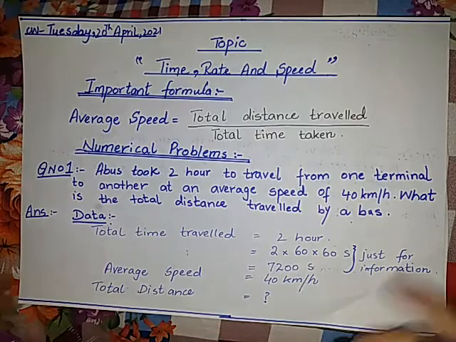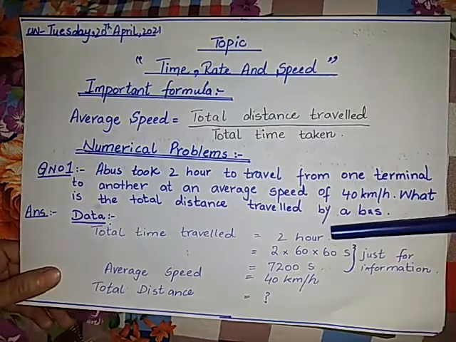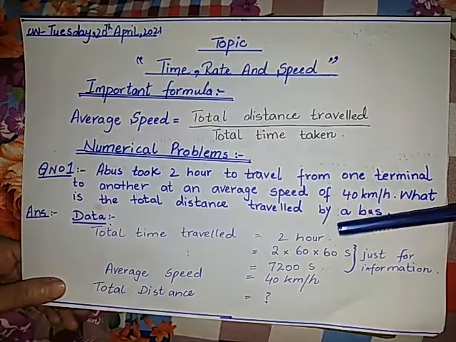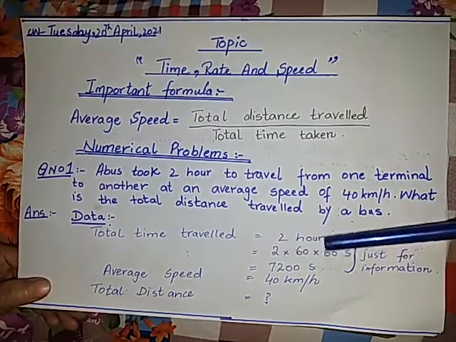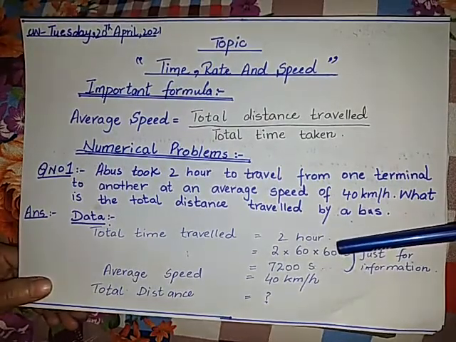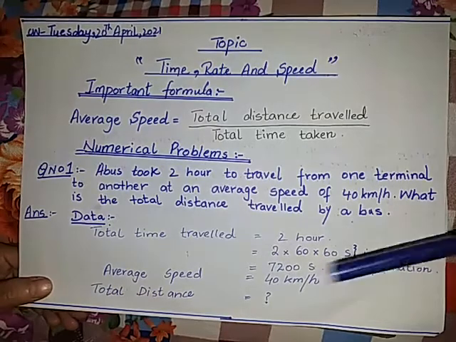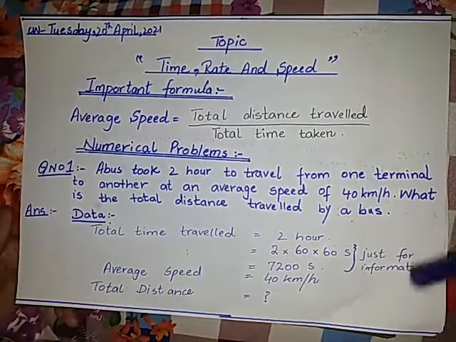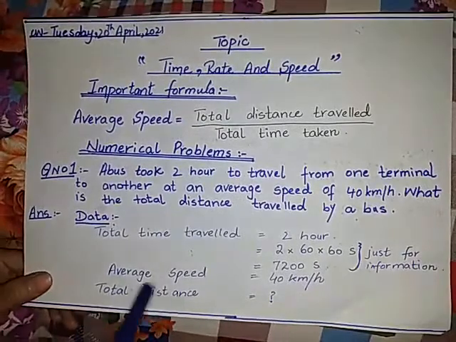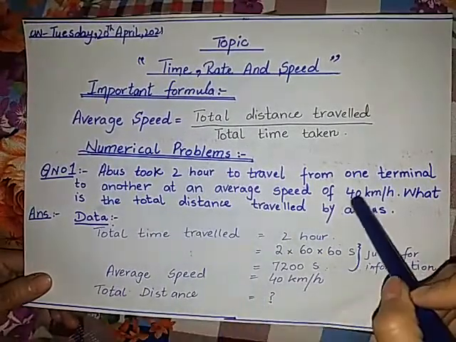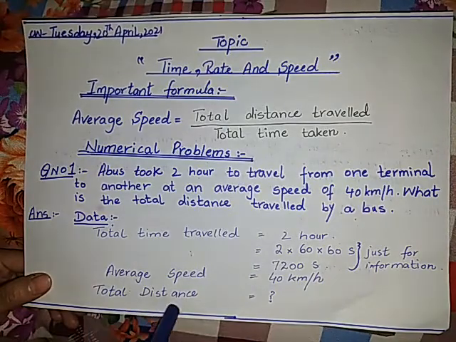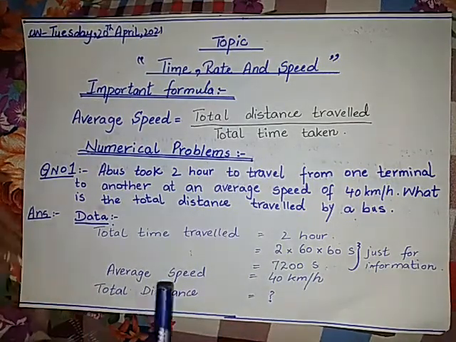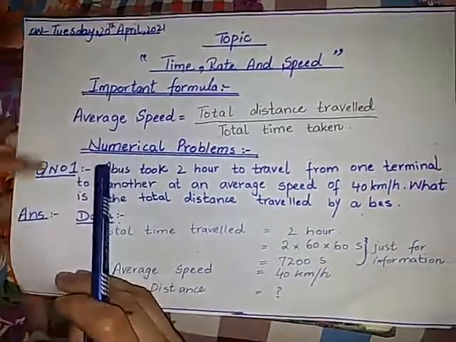If anyone asks you how many seconds are present in 2 hours, you will multiply that number with the 60 minutes and with the 60 seconds. So the answer would be 7200 seconds. Next is the average speed. The given average speed is 40 km per hour and we have to find the total distance traveled by that bus. So distance traveled is equal to question mark.